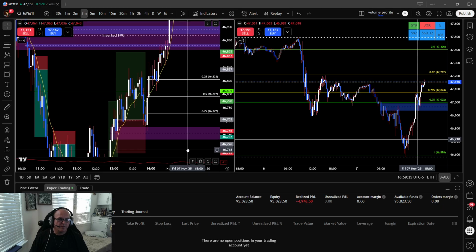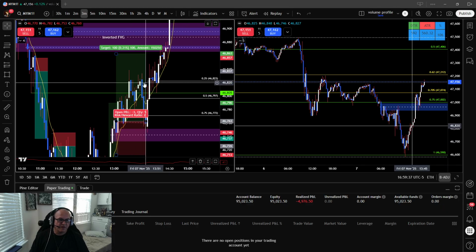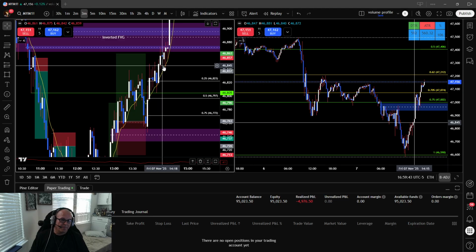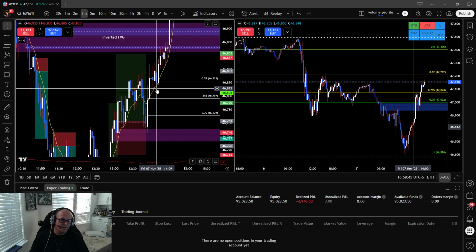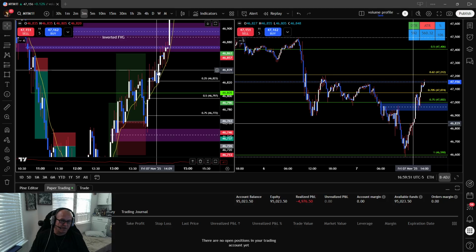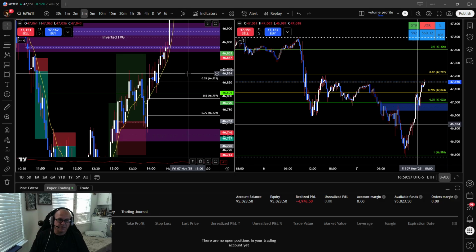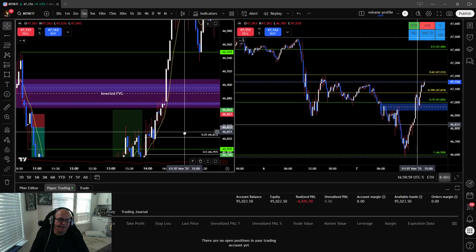No fair value gap. Nothing there to show me any interest other than the pullback below the 9 that closes above the 9 and then has a color change off the 9. Meh, this isn't a great trade. I wouldn't take it.